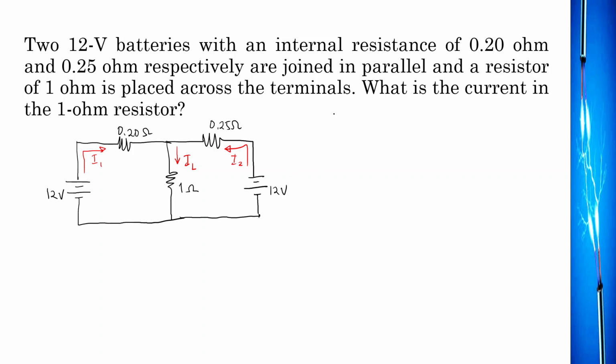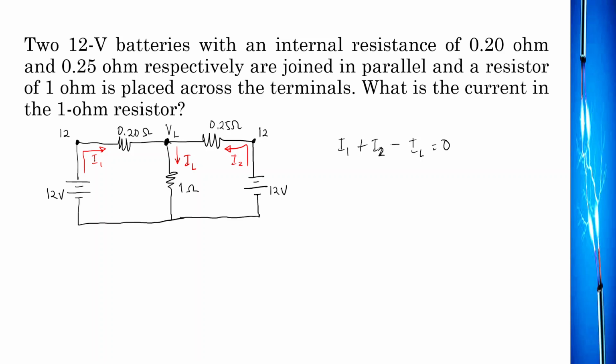Mas madali eh, no? So, if we're going to consider here nodal analysis, tawagin ko siyang V sub L. So, ngayon, by Kirchhoff's current law, I1 plus I2 minus I sub L. Tapos, by nodal analysis, so, I can have I1. Balikan lang natin yung sa nodal, diba? 12 yan, dito 12 din. And then, tignan nyo lang mabuti yung direction or orientation ng current.